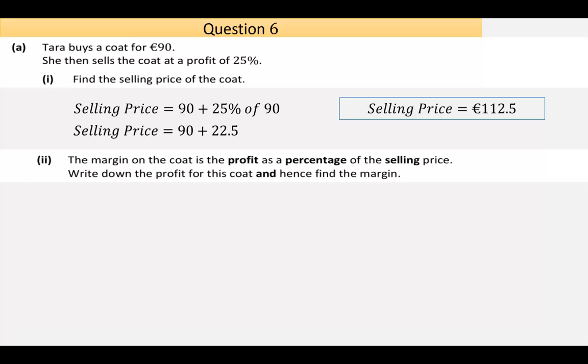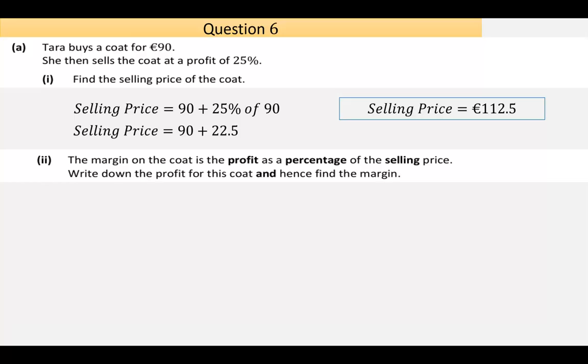Now, what some people might do there is multiply the 90 by 125%, which includes the 90 and the extra 25%. But there's neither right nor wrong. It's just a slightly different way of approaching it.